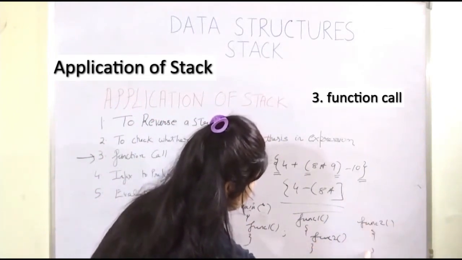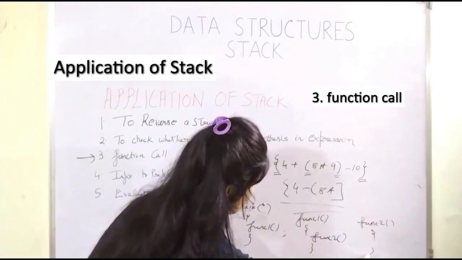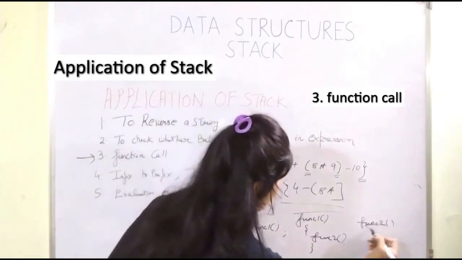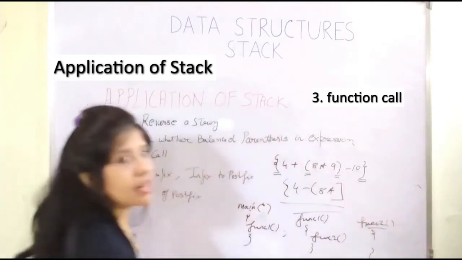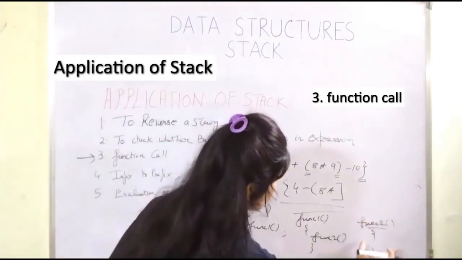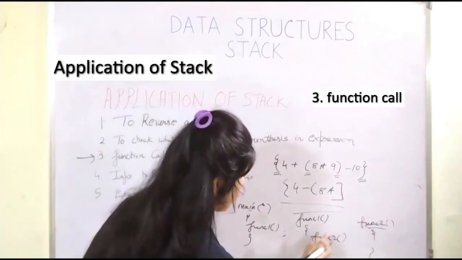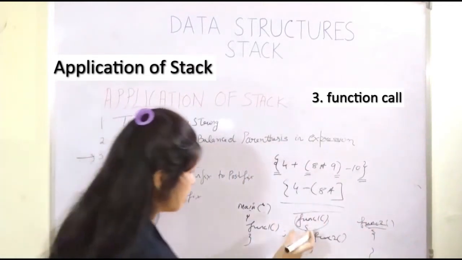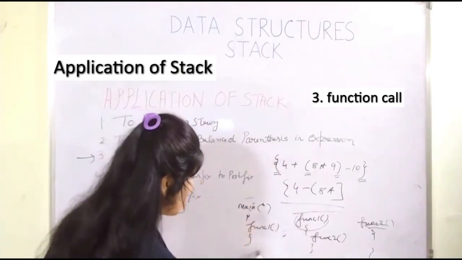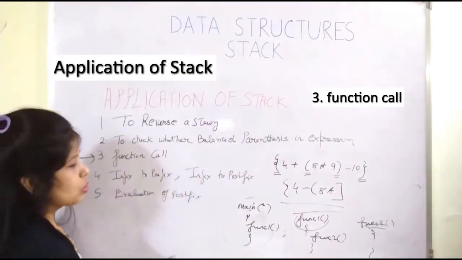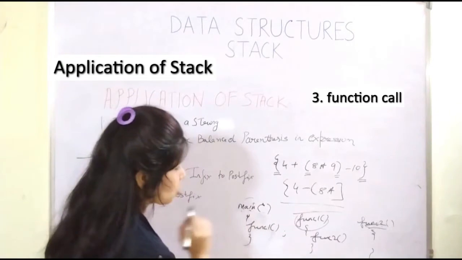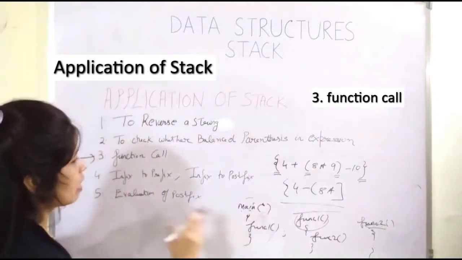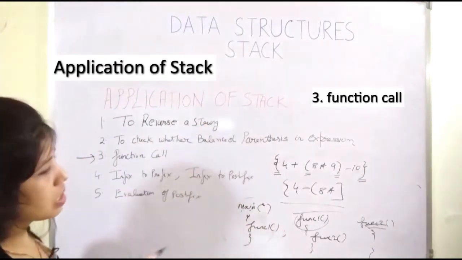So till function 2 is completed, first function 2 will be completed. Even though function 2 is called very last, it will be executed very first. Then when function 2 is executed, function 1 will be executed, and then when function 1 is executed, the main function will be executed. So you can see here, even if the main function is called first, it will be executed very last. So this is where the stack can be used.